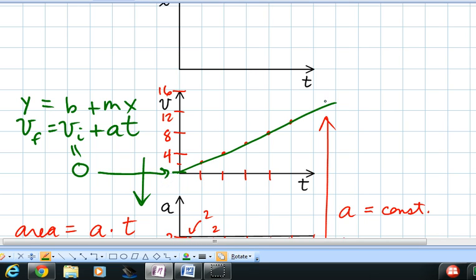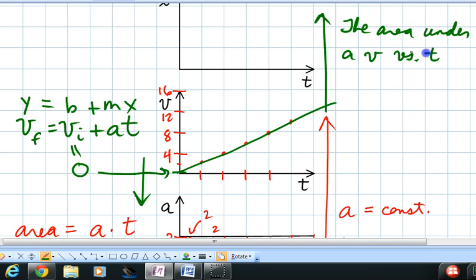So now let's take it one step further and let's write this. The area under a velocity versus time graph is, okay, I'm going to let you take a guess. Pause it and take your best guess.